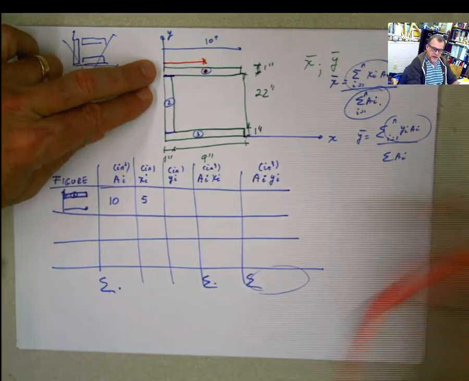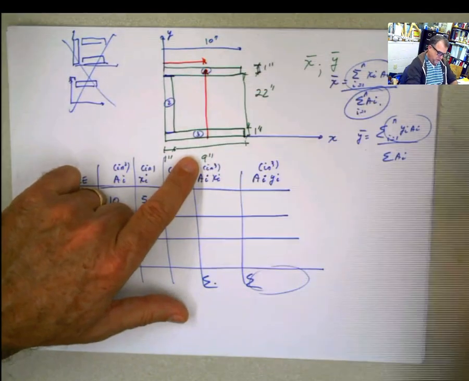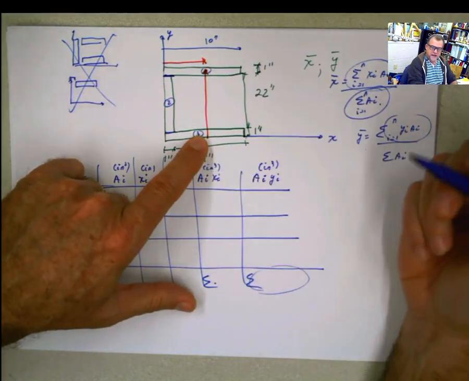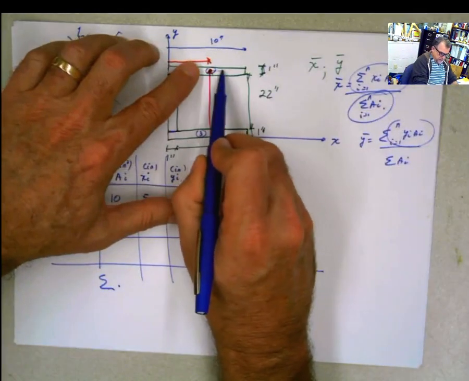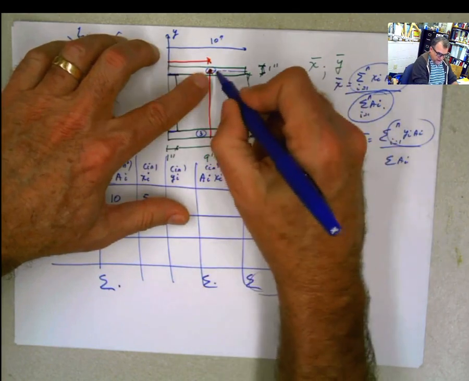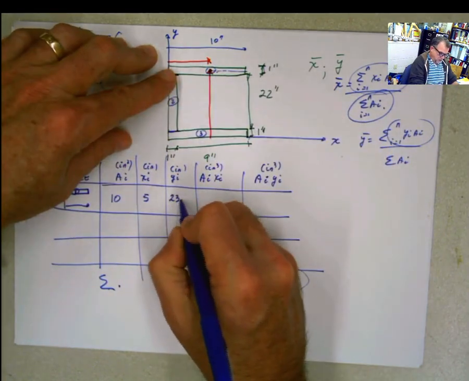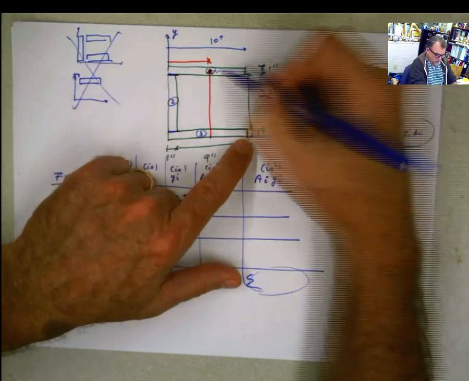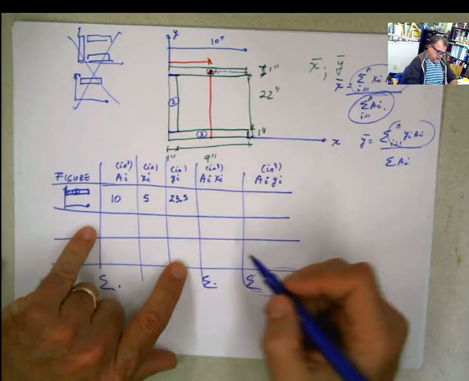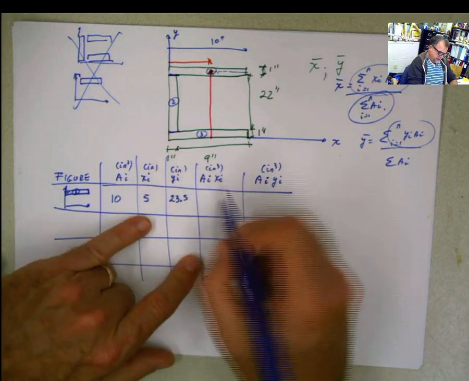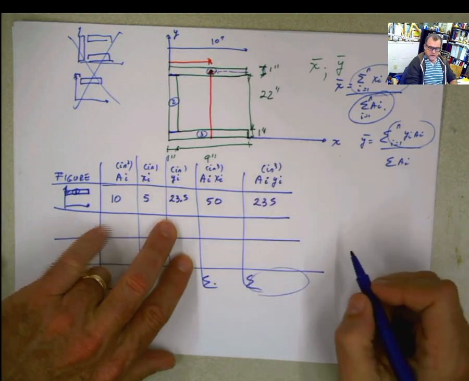Now, what is yi? yi is the distance measuring y from my axis of reference to the center of figure 1, which is from here to there. Now, let's detail that distance. You have 1 here plus 22, and I know this has to be half of this thickness. So this is 0.5, and this is 1, and this is 22. 1 plus 22, 23, 23.5. Or you can say, oh, the total is 24, and I go down 0.5. So 24 minus 0.5 is 23.5. And then you have that. Now you multiply ai xi, 50, ai yi, 235. And we move to the next one.